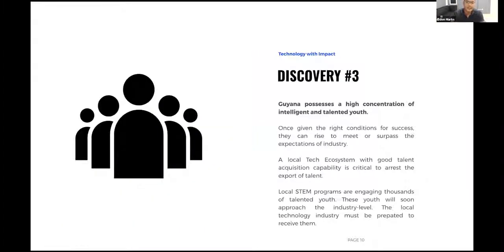The discovery here is that we undoubtedly possess a high concentration of intelligent, talented youth. And once they're given the right conditions for success, they can rise to meet or surpass the expectations of industry. And we've seen this with our own internal team with regards to the conversational AI opportunity.